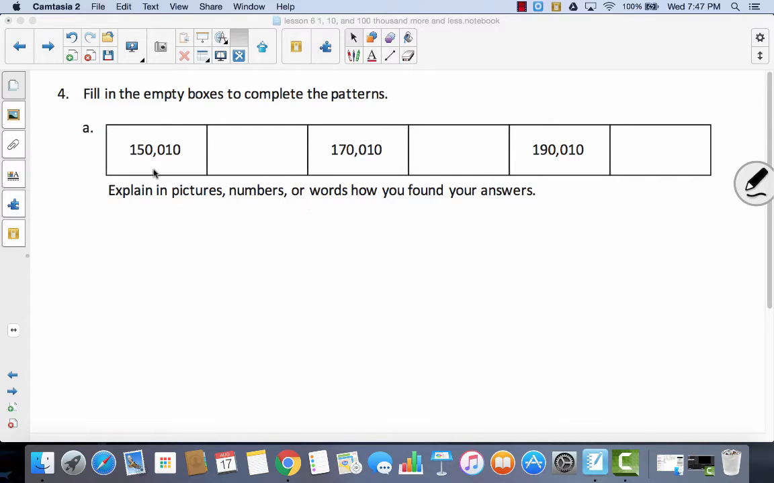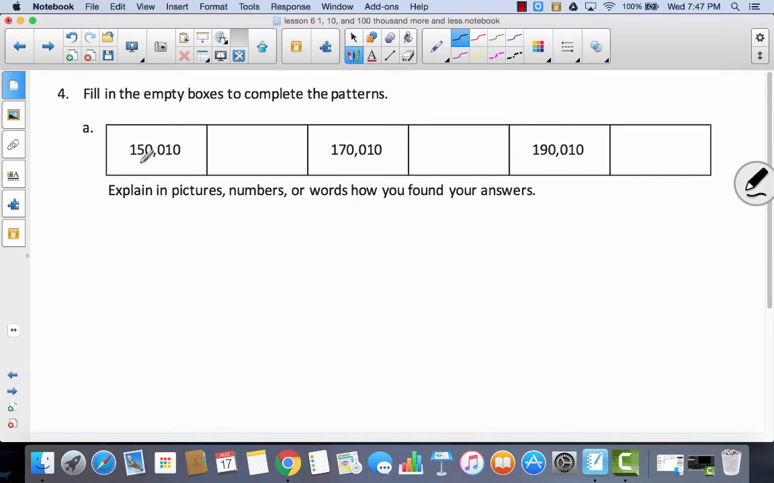Well, I hope you said that they are different in the 10,000s place. If that's what you said, you are correct. If you look here, this was 5 in the 10,000s place, and now it has a 7 in the 10,000s place and a 9 in the 10,000s place. So if I was going to fill in the next number, it looks like this goes from 5 and then it skips and goes to 7.